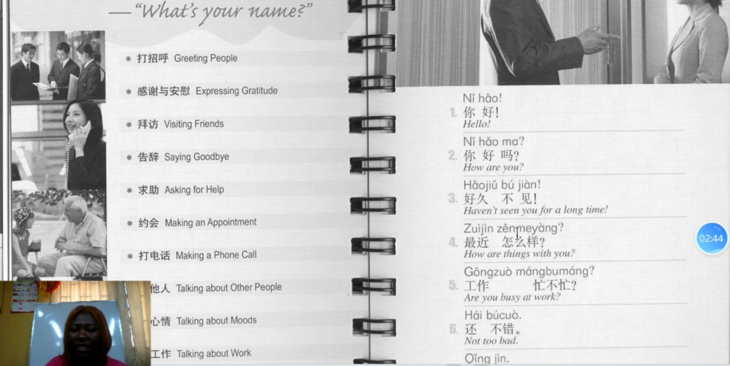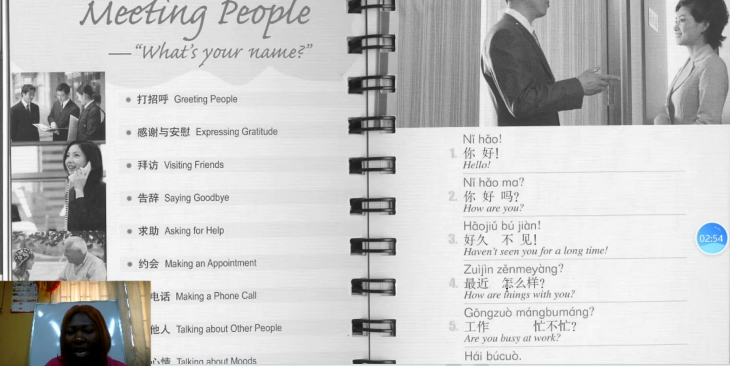Then the fourth sentence is zui jin zenmeyang. How are you recently, or how are things with you recently? And the fifth one for today is 工作忙不忙? 工作忙不忙 means what? Are you busy at work?